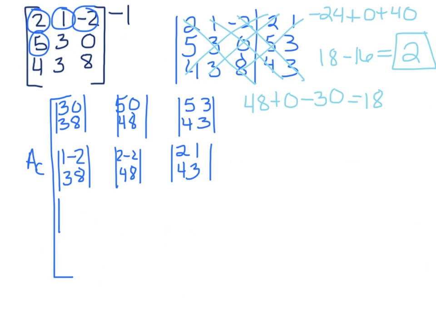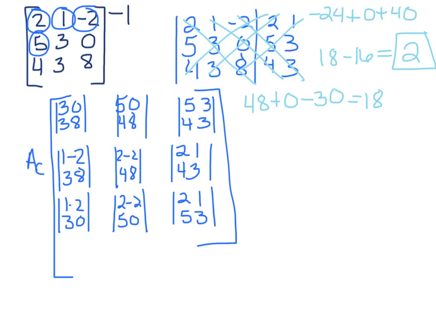Down here, the 4's minor would be 1, negative 2, 3, 0. The 3's minor would be 2, negative 2, 5, 0. 8's minor would be 2, 1, 5, 3. And we have to include the associated sign. So it's just plus, minus, plus, minus, plus, minus, plus, minus, plus.